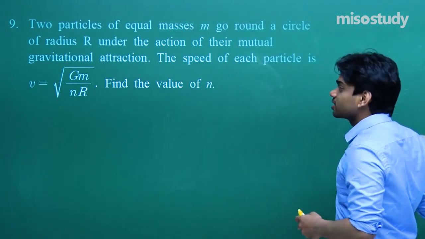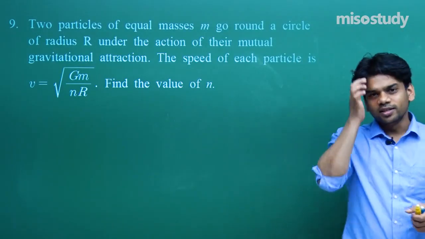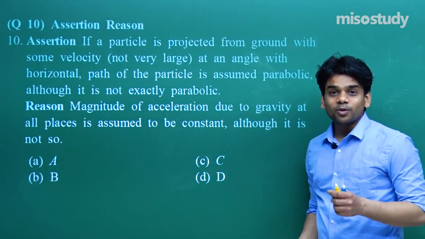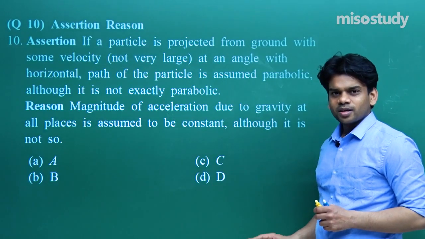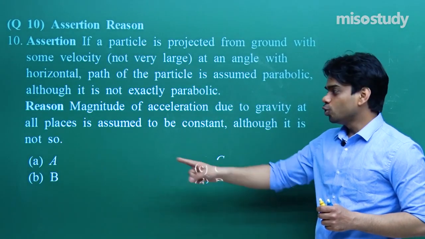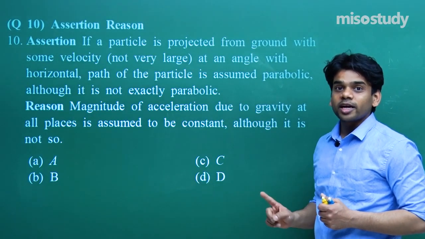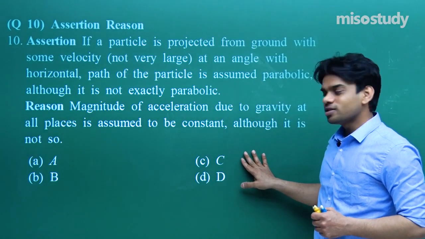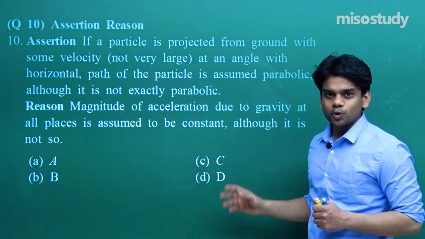JEE asks such kind of question where you have to find the value of some unknown variable, and that will be an integer as per the question. 10th one, assertion reason. You'll be provided with one assertion, one reason statement. Now it's given A, B, C, D. If assertion and reason both are true and reason is the correct explanation of assertion, then choose option A. B, if assertion and reason are true but reason is not the correct explanation, choose option B. C, if assertion is true, reason is false. D, if assertion is false and reason is true. I hope that you must be knowing these 4 statements, how to choose A, B, C, D.